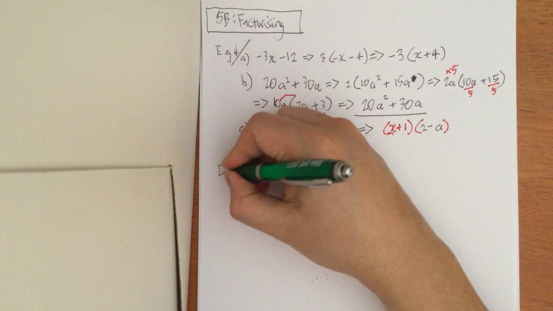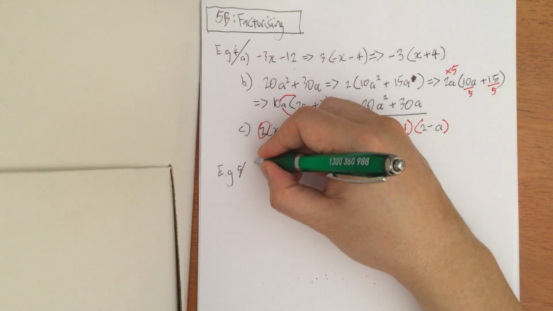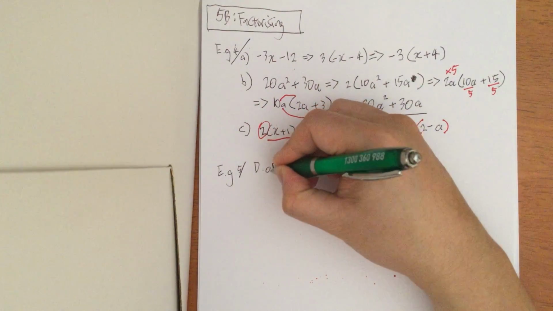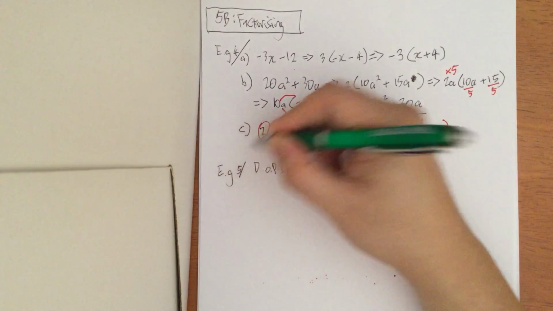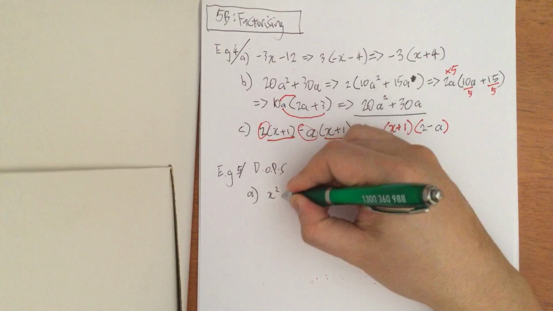Now, you need to try and factorize something called difference of perfect squares. So now you're factorizing. Well, let's try without the CAS calculator first. How do you do this?